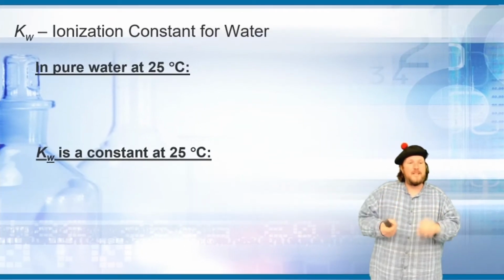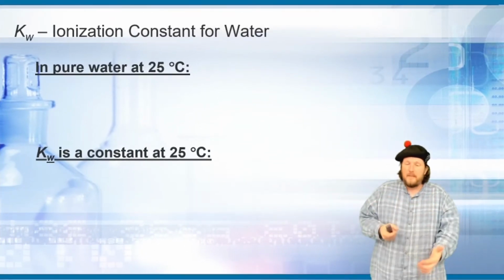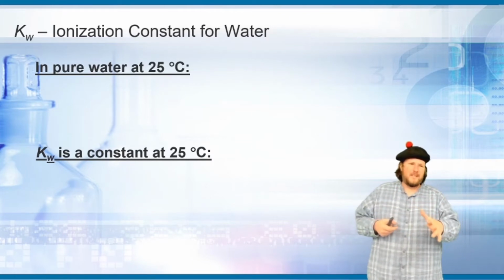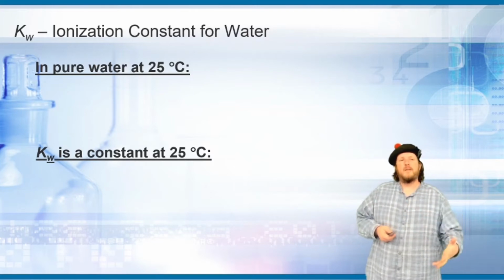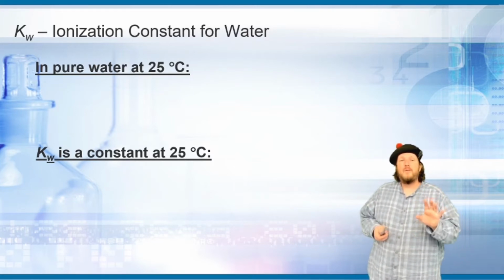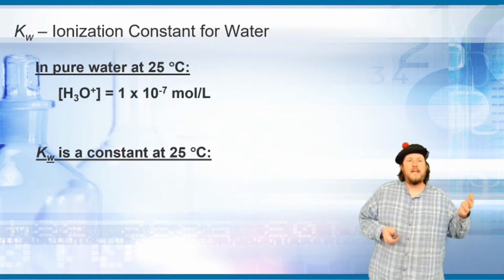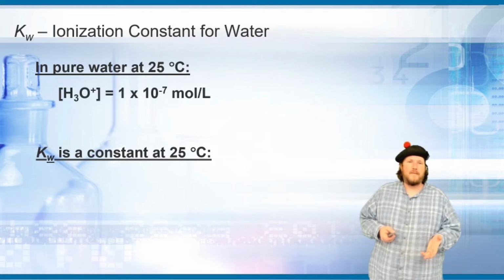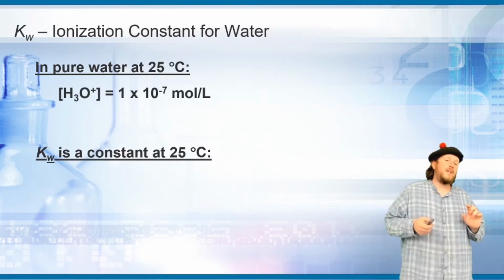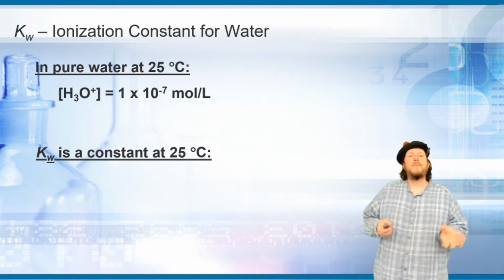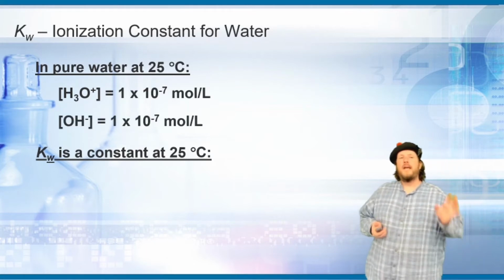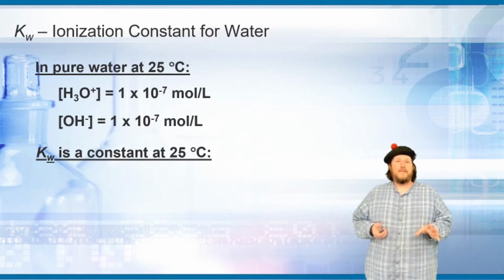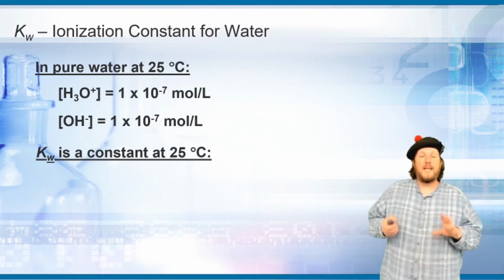However, the beauty of this is that it's something called an equilibrium, which allows us to create an equilibrium constant for water. You don't have to worry about the complications of equilibrium and equilibrium constants yet, but we do need to understand that in pure water at 25 degrees C, the concentration of hydronium ions, H3O+, is always 1 times 10 to the negative 7th. And the concentration of hydroxide ions at 25 degrees Celsius is 1 times 10 to the negative 7th as well.